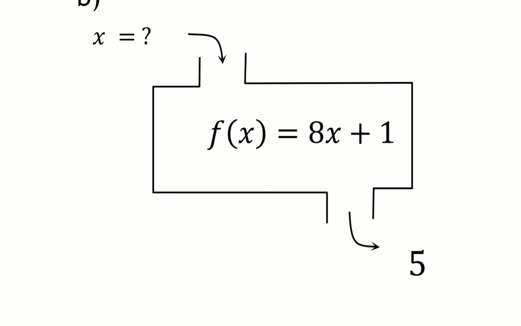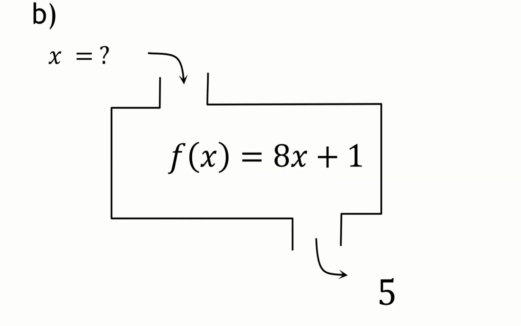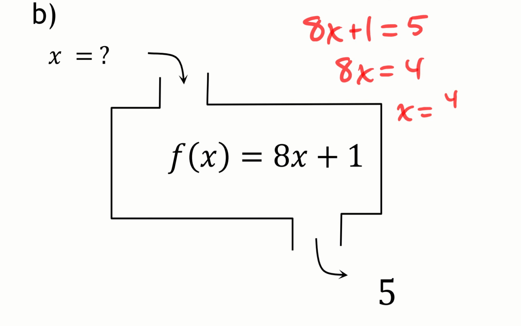And then B, the second part of question 3, asks what value of x produces an output of 5? So this is the definition of the function, 8x plus 1, and I want to know what value of x will produce an output of 5. So I just make that equal to 5. Subtract 1 from each side, 8x is 4. Divide both sides by 8, and I get x is 4/8, which is 1/2. So if I plug 1/2 into this function, it's going to give me an output of 5. So the input is x equals 1/2.